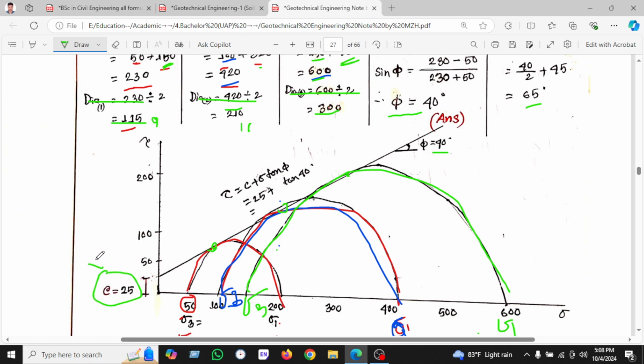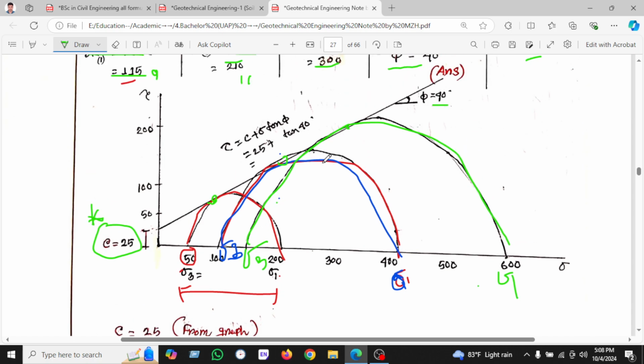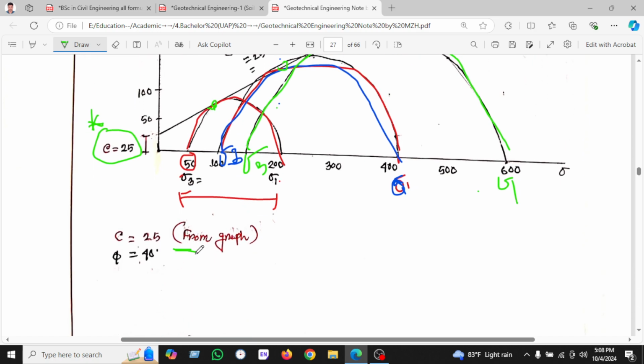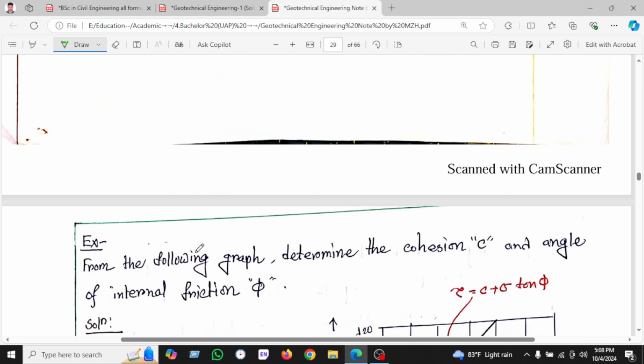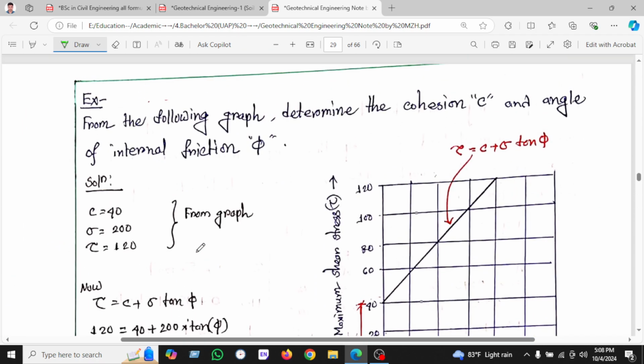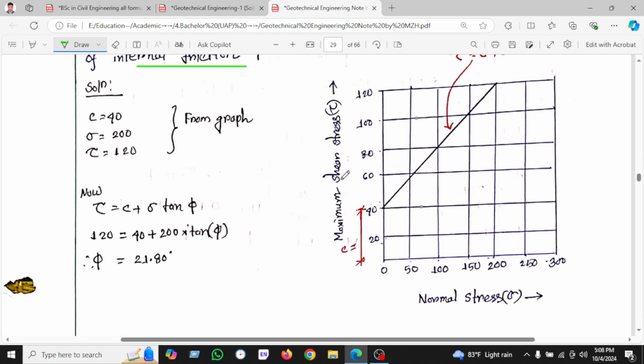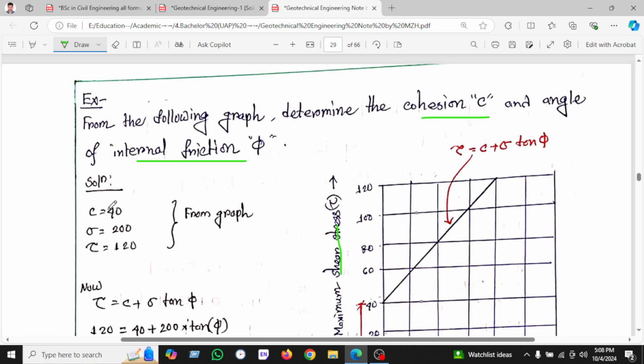So we must understand that C will be found from the graph, by drawing the three circles and the intersect point, then we will find the C value of 25 from the graph. So we can see this is our last problem. From the following graph, determine the cohesion C and the angle of internal friction. Here all the data is given. The shear stress is on the y-axis and the normal stress is on the x-axis.